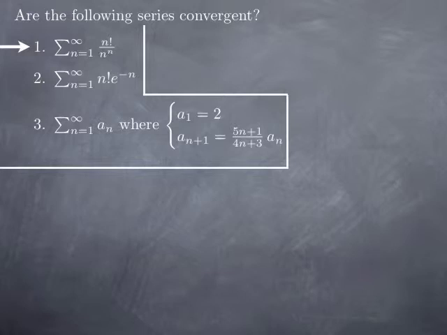So in the previous video we've seen how to apply this ratio test to conclude about the convergence of various series. We're going to go through a few more examples, starting with the series of n factorial over n to the n.